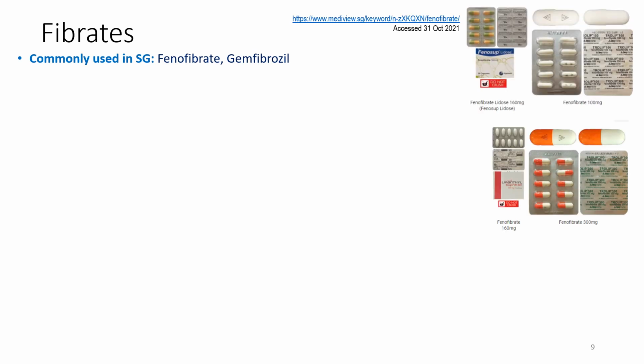Let's cover the fibrates now. The commonly used fibrates in Singapore include Fenofibrate and Gemfibrozil. And here are again screenshots taken from MediView. There are several preparations of Fenofibrate in Singapore, so be very careful to read the labels as well as instructions carefully when packing or dispensing Fenofibrate to your patients. You can go to MediView to have a look, and the link is over there.